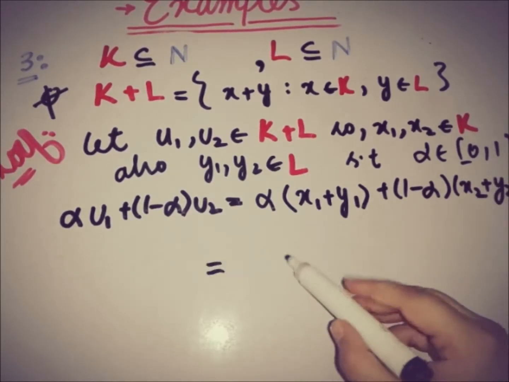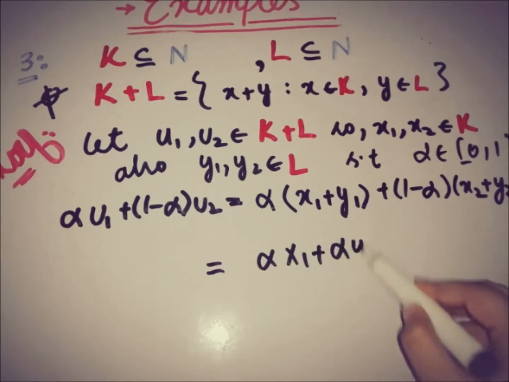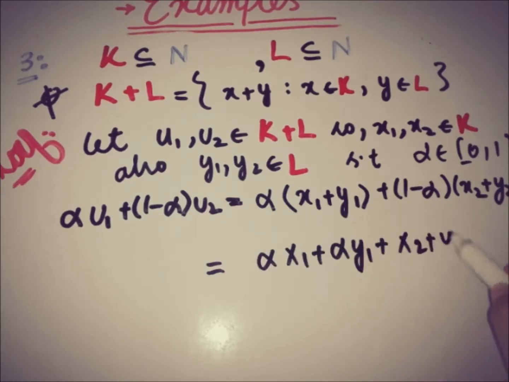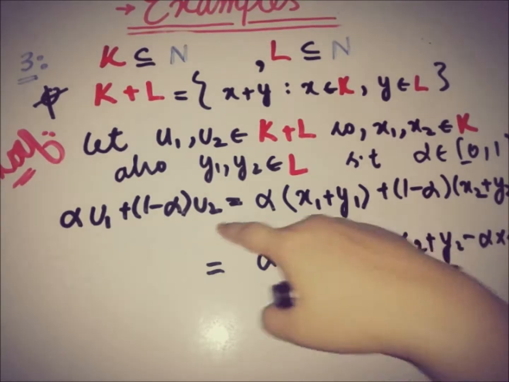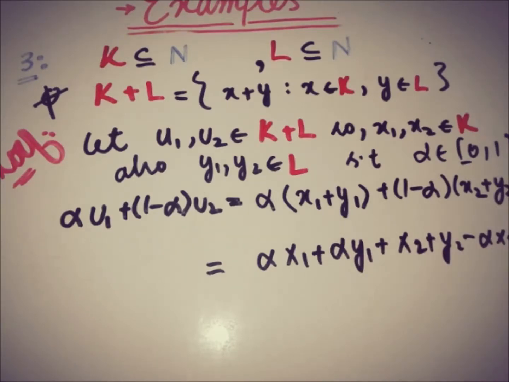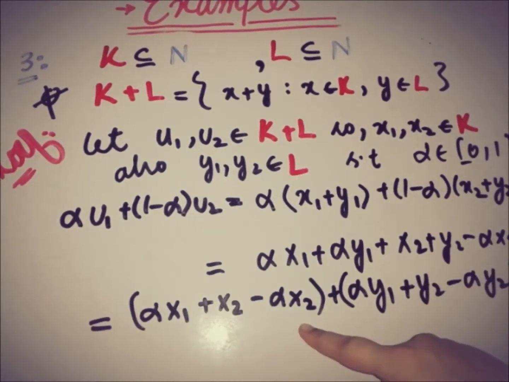So we can manipulate this. We get alpha x1 plus alpha y1, plus x2 plus y2 minus alpha x2 minus alpha y2. We have to bring it into the form applicable for the definition of convex. So what we should do here is take out alpha x1, x2 and minus alpha x2 first, and then the remaining items of y1 and y2. So we can take out x2 from here and y2 from here.